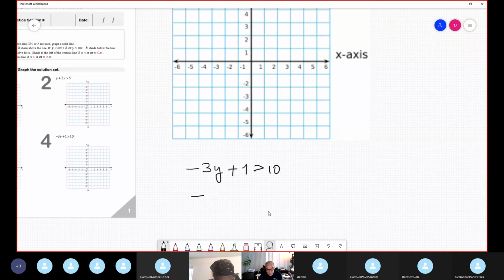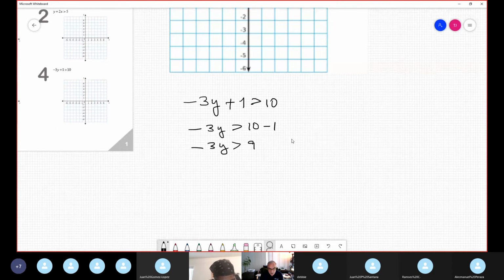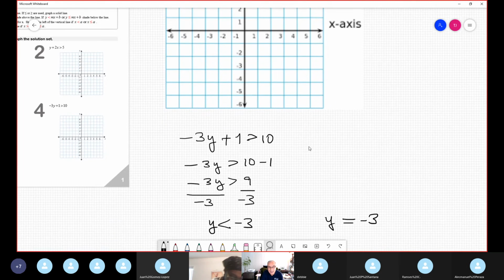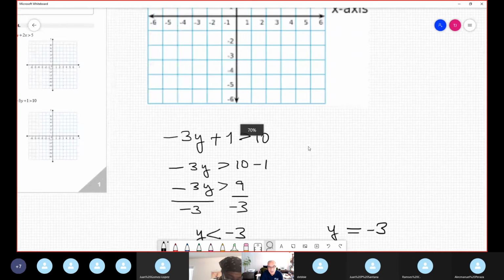Okay, let me manipulate: minus 3y is greater than 10 minus 1, that is 9. Minus 3y greater than positive 9, divided by a negative 3 on both sides. Be careful, guys. Remember, we are working with an inequality. When you divide by negative numbers, immediately reverse this sign. y is less than minus 3. This is horizontal, so the related line is y equals minus 3. And by the way, this line is dotted, because I don't see an equal sign in my inequality.